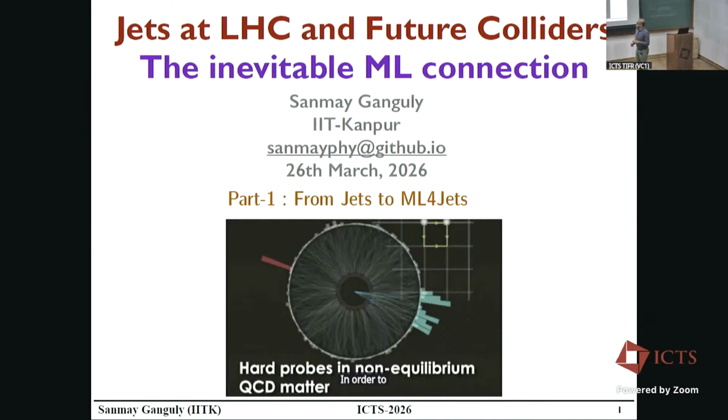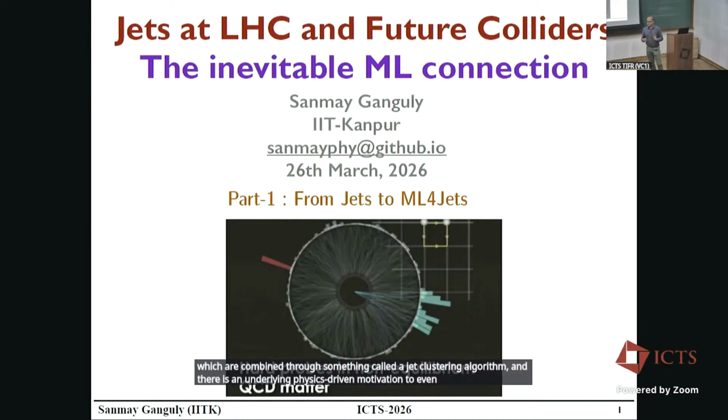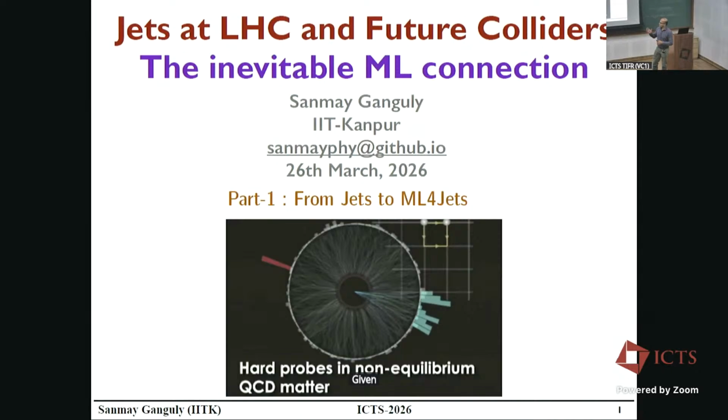In order to do that, the first half of this lecture I will spend on how jets form, and we really need to understand that we cannot collect any arbitrary set of 4 vectors and call them jets. There is a very definitive set of 4 vectors which are combined through something called a jet clustering algorithm, and there is an underlying physics-driven motivation to even design such an algorithm. Given that the jet is essentially a set of 4 vectors, why it's worth connecting to machine learning is the part of this lecture.